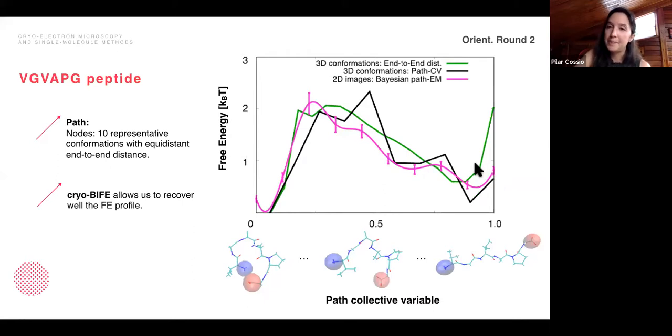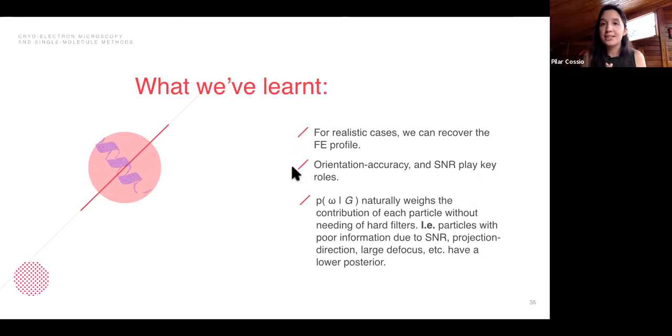Basically, we can identify the metastable states of the system, the two minima that are here, and we can also nail the activation barrier. Unfortunately, I don't have time to show you more systems, but what we learned for these synthetic systems is that for realistic cases, we can recover the free energy profile, even if the conformational changes between conformations are small. Orientation accuracy, as I showed you, and signal to noise ratio play key roles in recovering a good free energy profile. When we can control the orientation accuracy, we can always refine our search, but the signal to noise ratio, well, with the experiments, we can definitely try to get more signal.